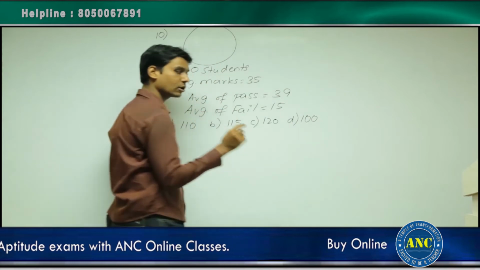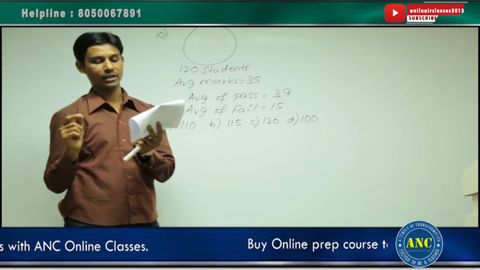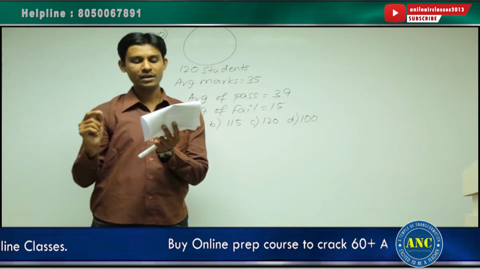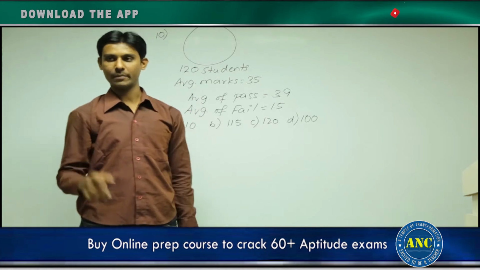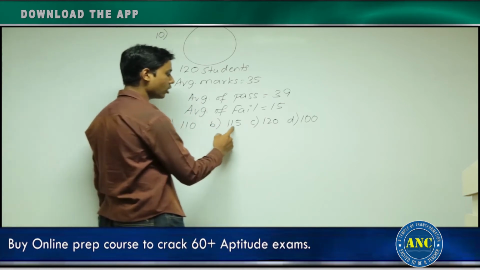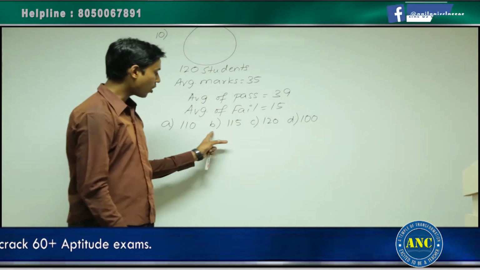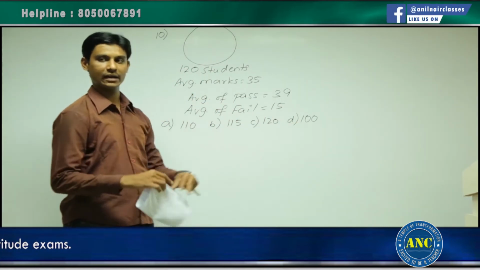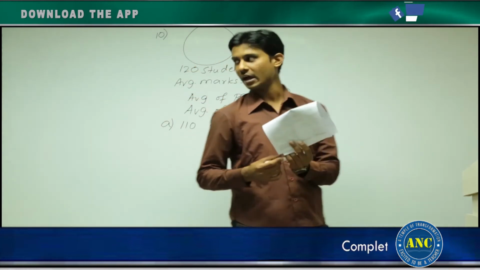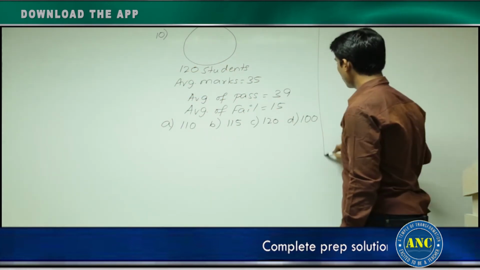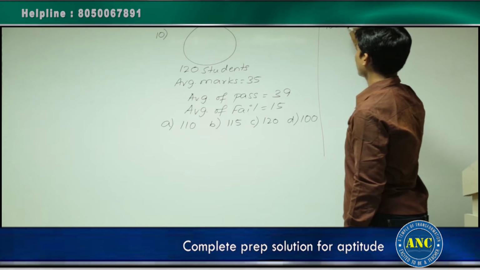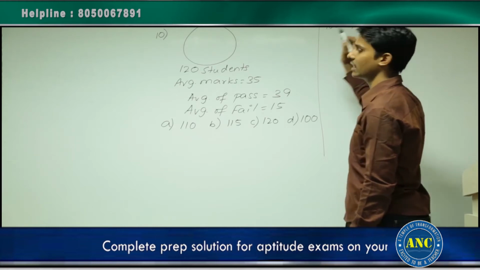Let us take it. What is the question? The question says, what is the number of students who passed the examination? That means the answer option also represents how many students are passing the examination. Among all these options, the easiest option is 100. Let us start with 100. That means I am assuming that 100 students passed the examination.